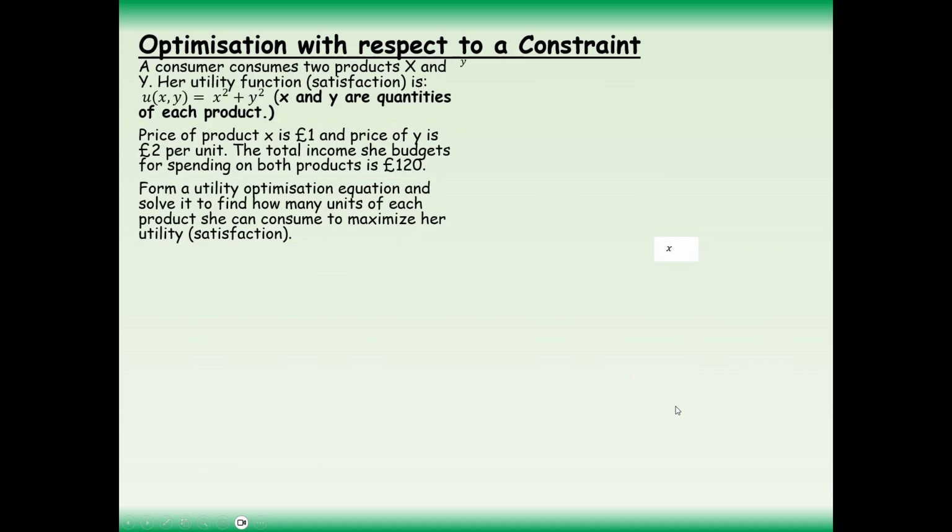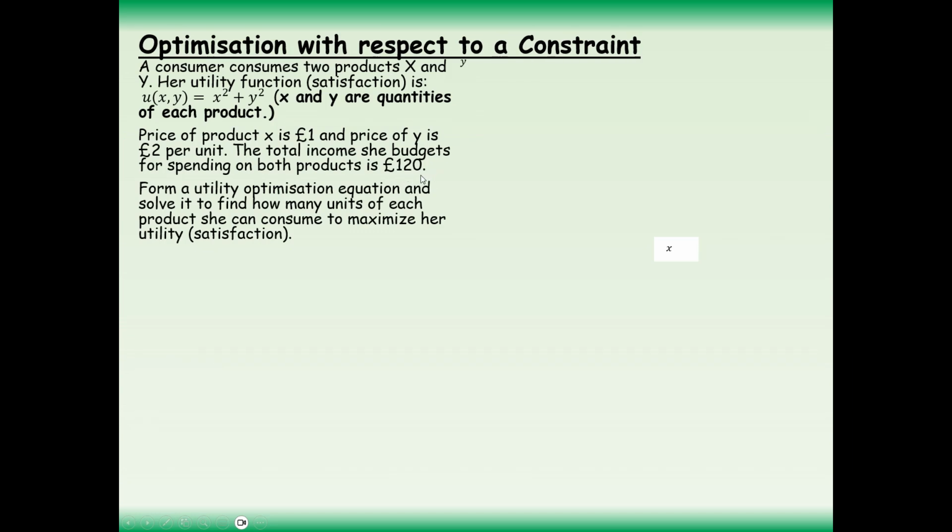Okay, so now here is a problem where you have optimizations to do. You have a utility function: a consumer consumes products X and Y, and her utility function is given by x squared plus y squared, vis-a-vis each product that she consumes. If you're not familiar, this is an economics example. The price of product X is £1, the price of product Y is £2. Her total income, basically her budget for spending on these two products, is £120.